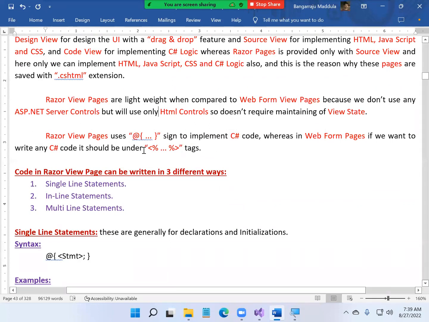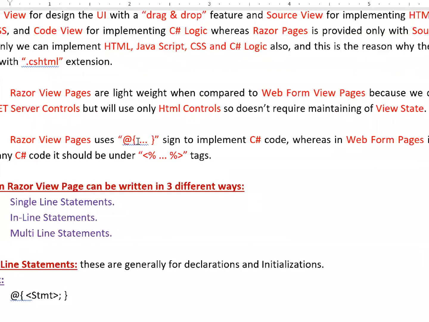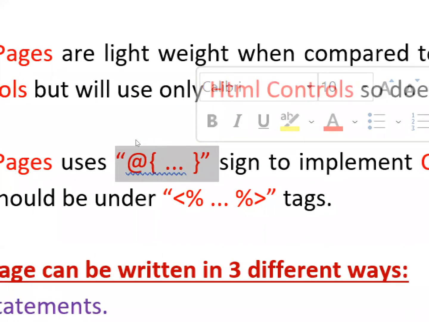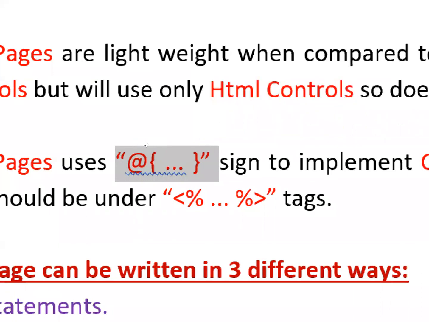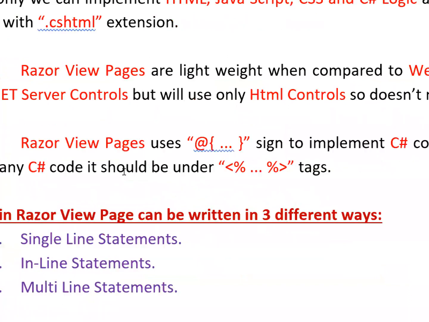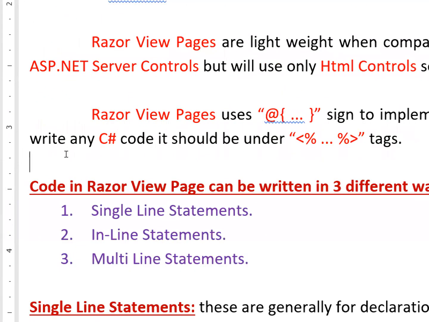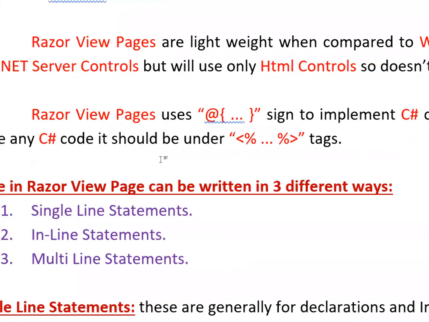Next, Razor view pages use, remember this one? I already showed you, I already talked about it. If you want to write Razor code, C# code, how do you write it? At the rate sign, curly braces, and there you implement the logic. The at sign is used to implement C# code. Whereas in web forms, if you want to write any C# code, it should be under the other syntax. This also I said, you remember: for web forms this is the syntax, and for Razor this is the syntax.